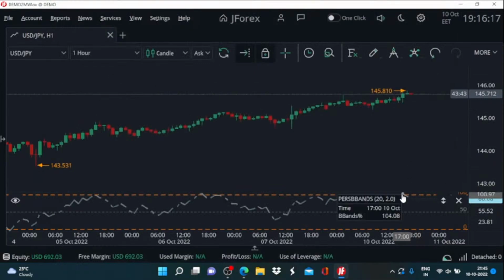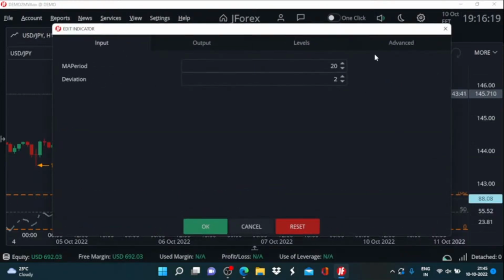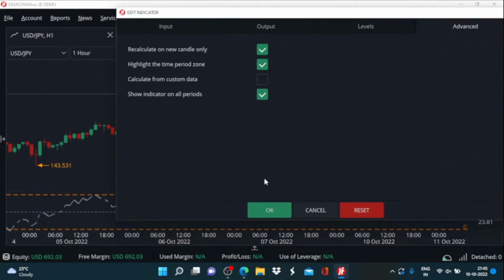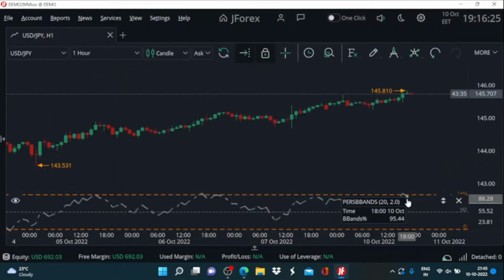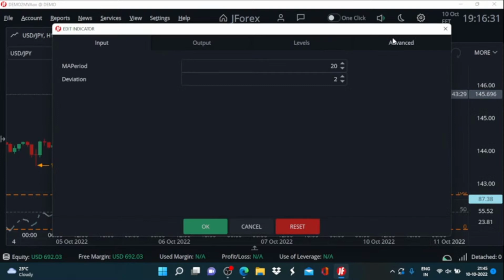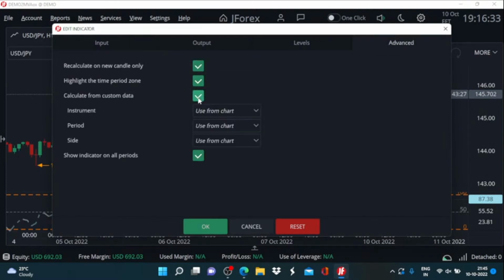Let me go to the editing option. Highlight the time period zone. Whatever is your calculation period can also be highlighted to make it easier for you to keep in mind what is the calculation period for the indicator. If you want to customize the calculation further, you can go for these 3 customization options.